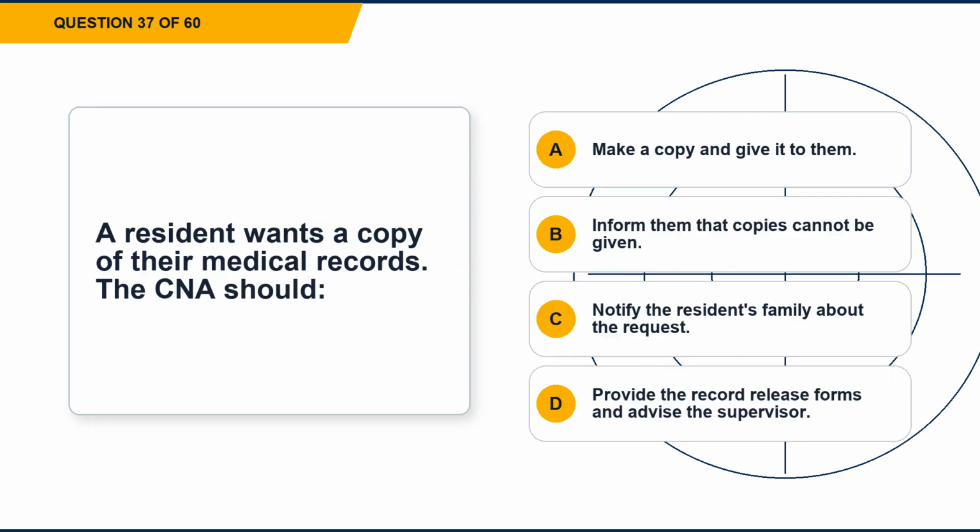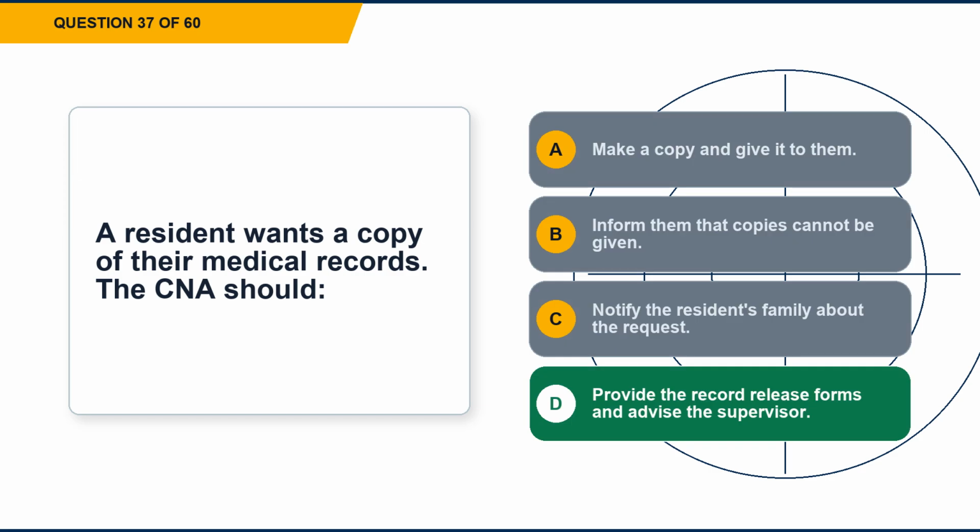Question 37. A resident wants a copy of their medical records. The CNA should: Option A. Make a copy and give it to them. Option B. Inform them that copies cannot be given. Option C. Notify the resident's family about the request. Option D. Provide the record release forms and advise the supervisor. The correct answer is option D. Provide the record release forms and advise the supervisor.